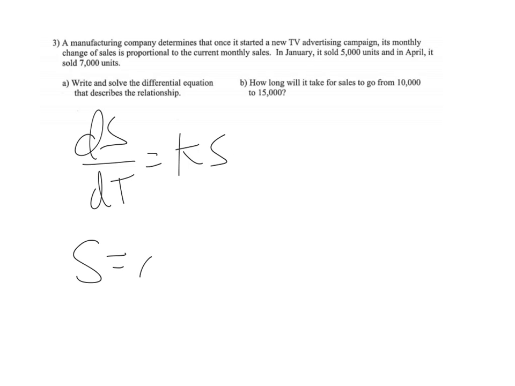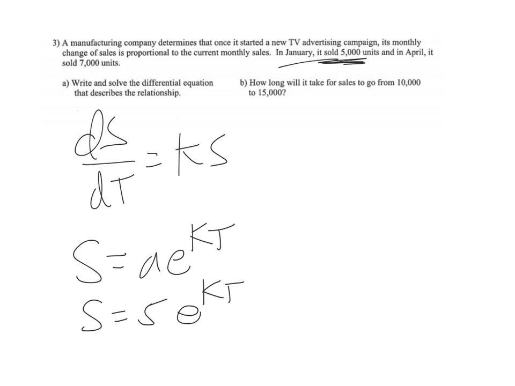So here we go again, another one, proportional to the current sales. So we can say d sales dt equals ks. Now we're going to solve that, so S equals A e to the kt. And they're telling us there's 5,000 initially in January. So S equals 5,000 times e to the kt.